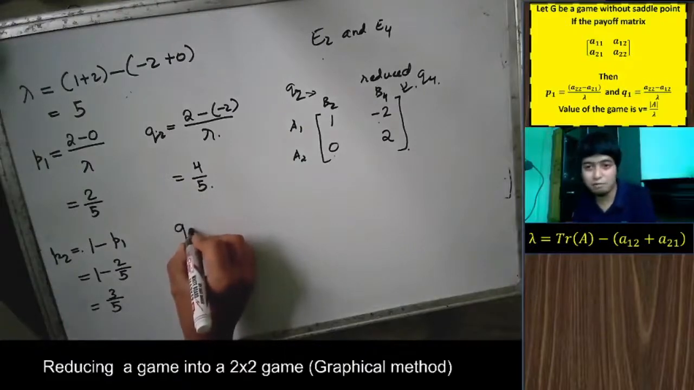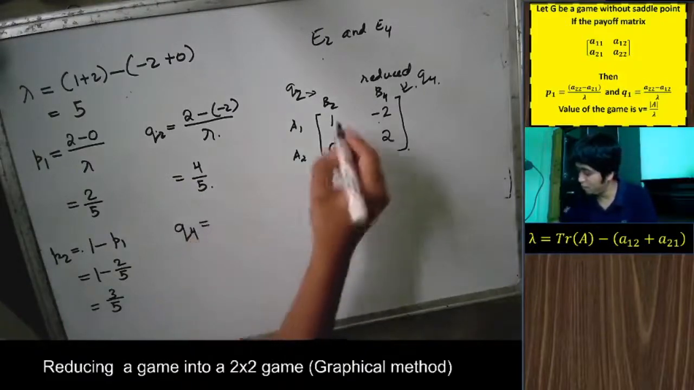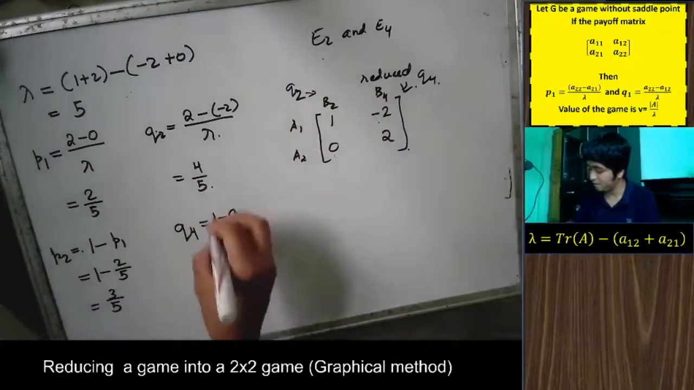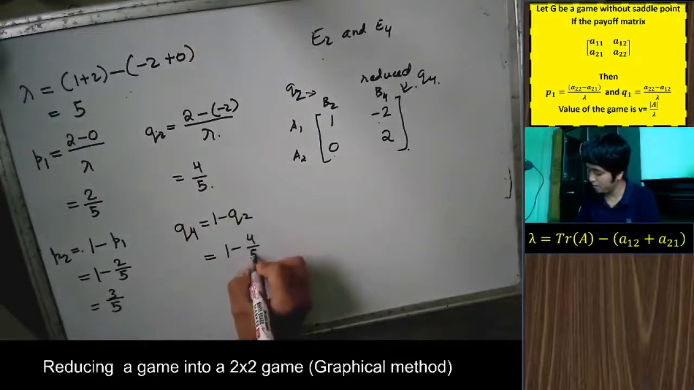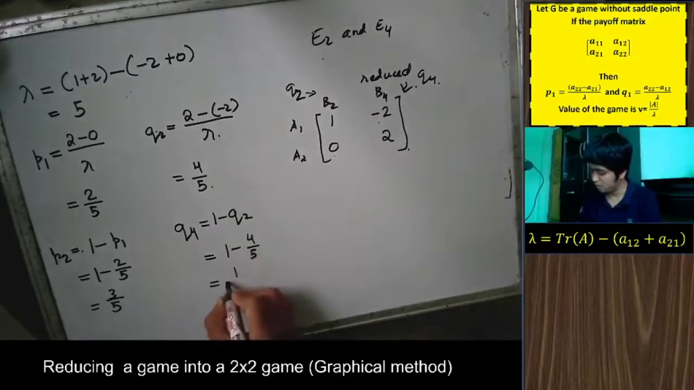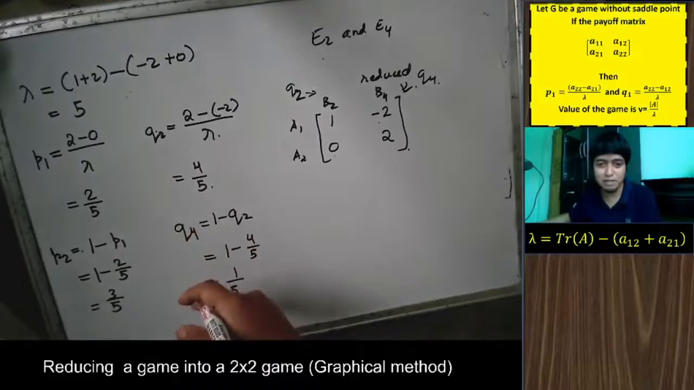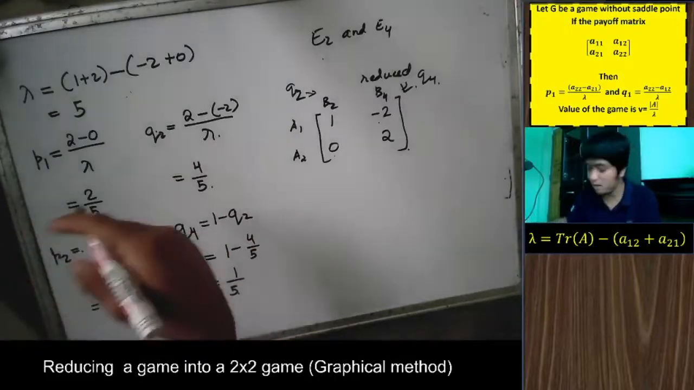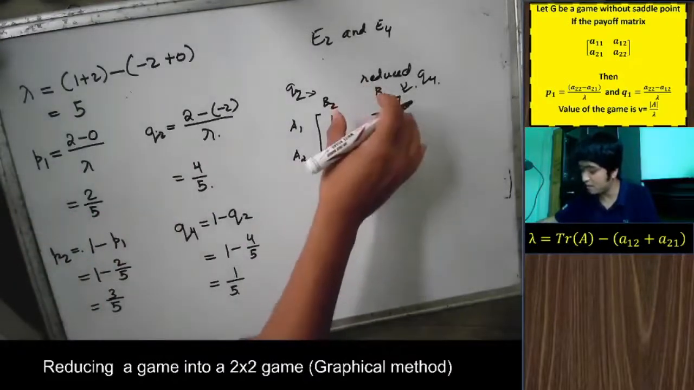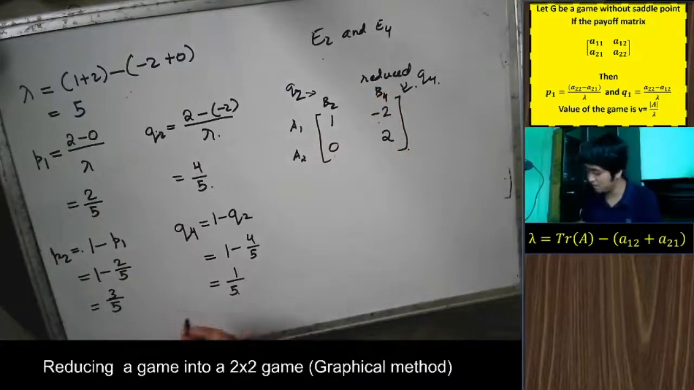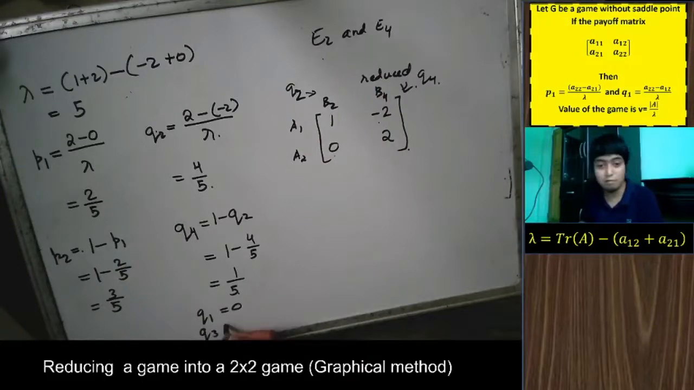And instead of Q2, now we will be having Q4. Q2 and Q4. It will be 1 minus Q2. 1 minus 4 upon 5, which is 1 upon 5. Okay, so we have obtained these probabilities. What about Q1 and Q3? Because the strategies A1, B1 and B3 do not occur in this matrix, so that's why Q1 will be 0 and Q3 will also be equal to 0.